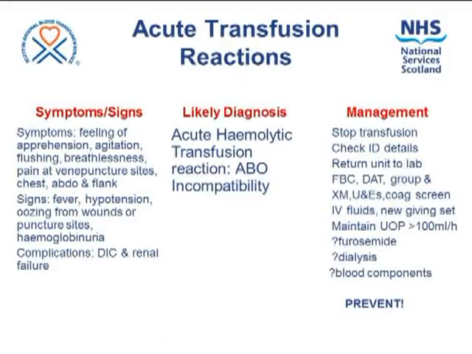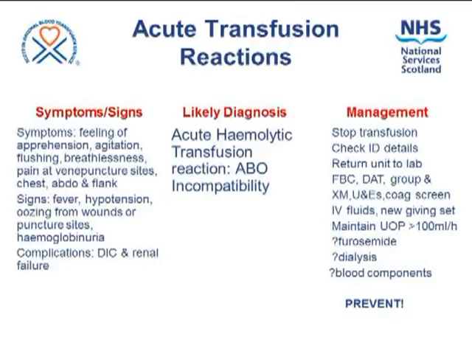An acute hemolytic transfusion reaction due to ABO incompatibility is hopefully something that none of us will ever see, but if it does occur, usually the signs and symptoms will come on very quickly, and again they're listed here. The patient can feel apprehensive and agitated. They can develop flushing, breathlessness, and pain at venipuncture sites and in the chest, abdomen and flank. In terms of signs, they can have a fever, drop their blood pressure, have oozing from wounds or venipuncture sites because they develop DIC, disseminated intravascular coagulation, and they can have hemoglobinuria.